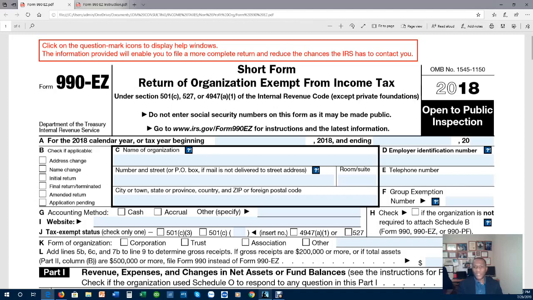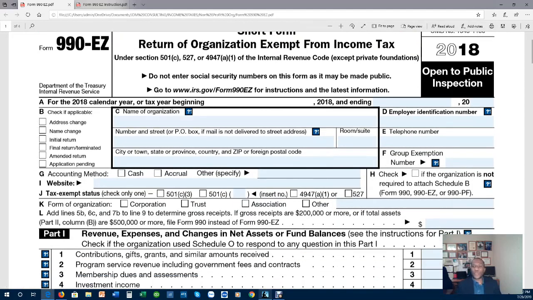990-PF. The most important thing you must remember with this form: do not enter your social security number on this form, as it is made public. Private organization donors that want to donate funds or financial support to your organization may have access to this form. So it is not recommended for you to enter your social security number on that form.